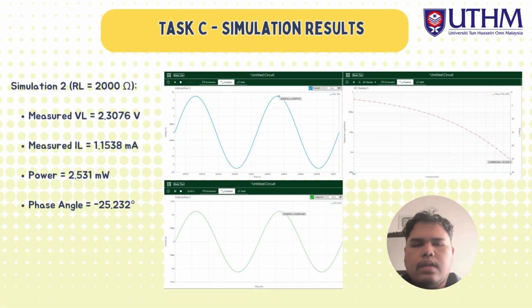For the second simulation condition with RL equal to 2 kilo ohms, the measured load voltage increased to 2.3076 volts and the load current decreased to 1.1538 milliamperes. The calculated power is 2.531 milliwatts and the phase angle is negative 25.232 degrees. These values again show excellent agreement with the theoretical predictions and clearly demonstrate how increasing load resistance significantly changes the voltage and current distribution within the circuit.